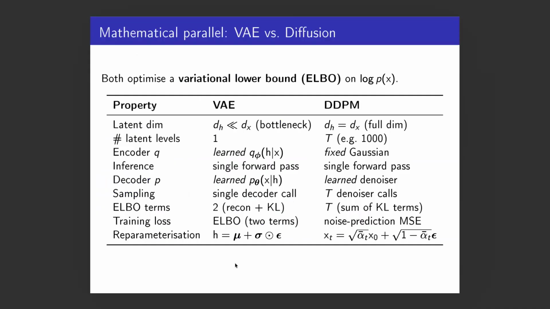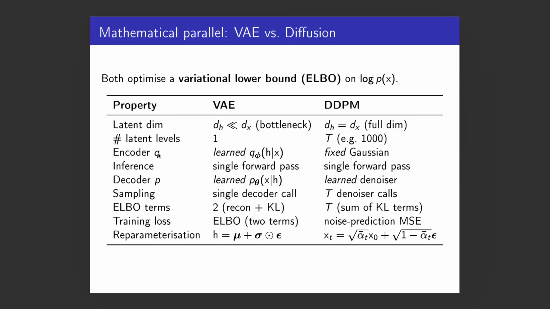If you now look at both the variational autoencoders and the diffusion models, they both optimize a variational lower bound on log P of x. The latent level is typically just one for a variational autoencoder. But here you can have hundreds or even more. And what you will see when you run the codes is that the code is going to be pretty slow, but it often gives a much better result than a variational autoencoder.